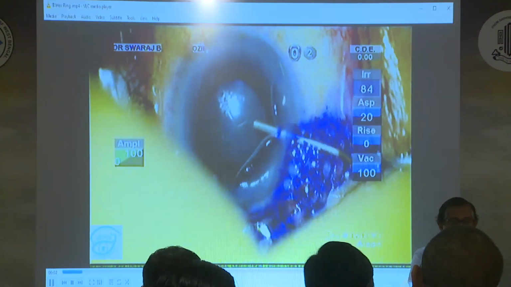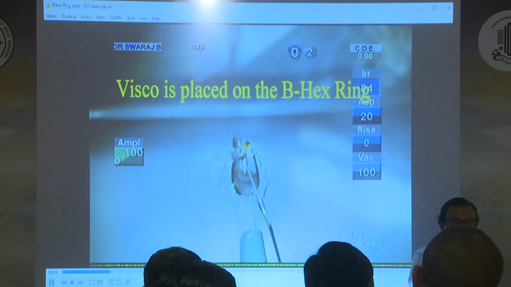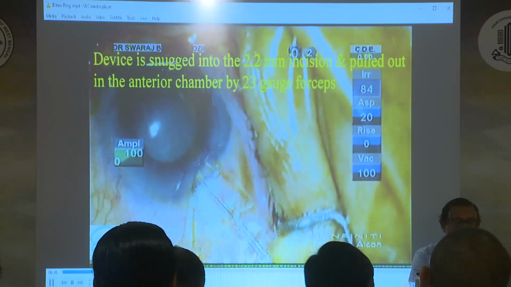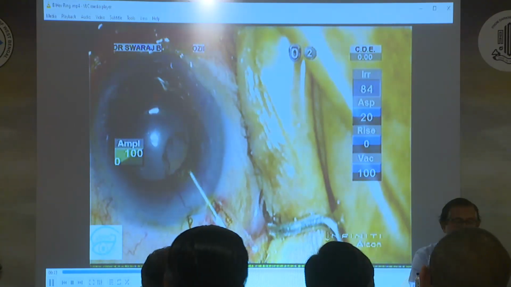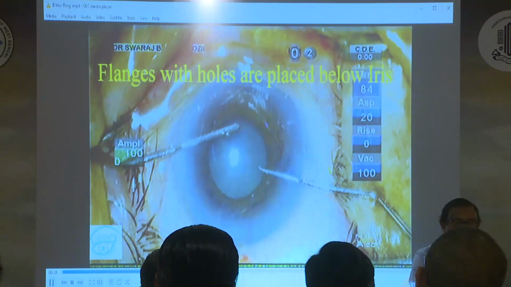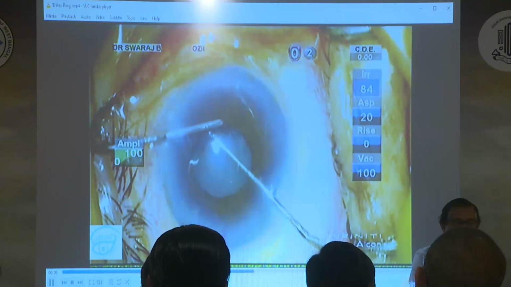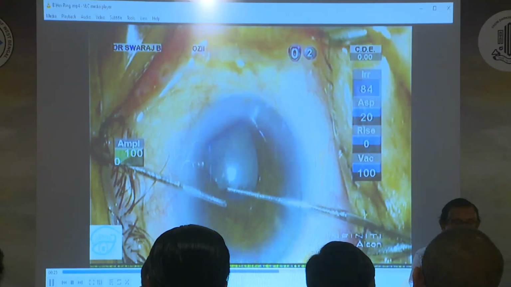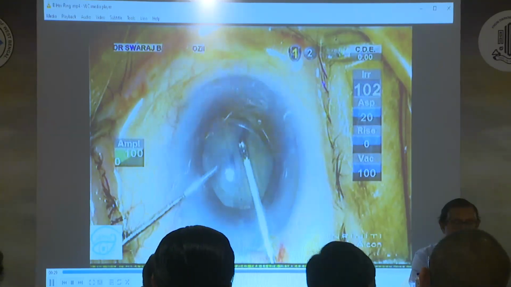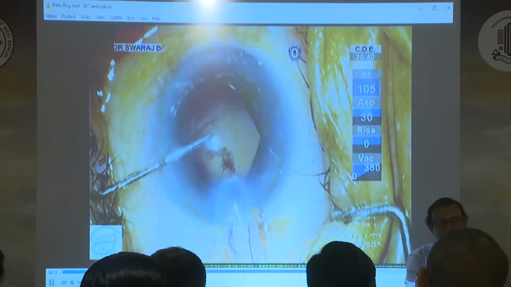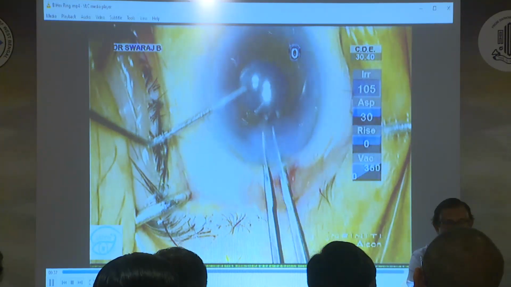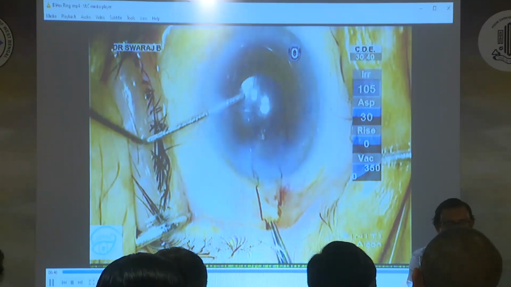In the same way we continue after blue, then we put a BHAX expander, put visco, and then the device is snugged into the anterior chamber with a 23 gauge forceps. The flanges are inserted below the iris, 3 flanges with the holes. And we continue with the surgery. After the IOL insertion, these are very comfortably removed out of the anterior chamber.